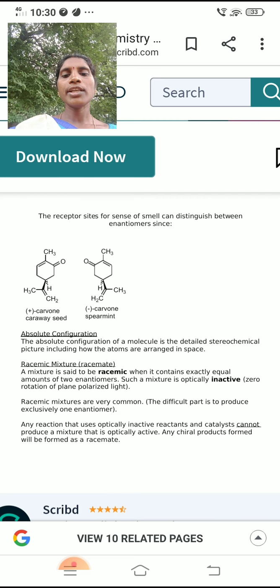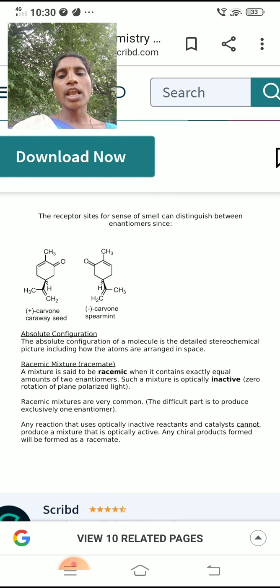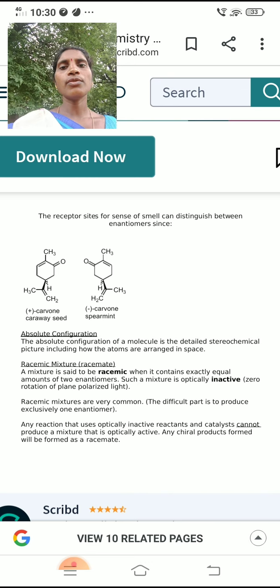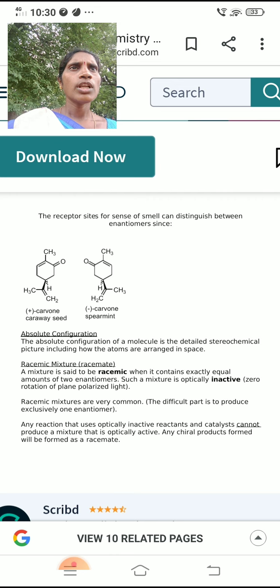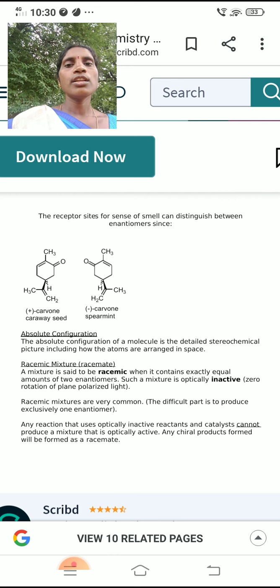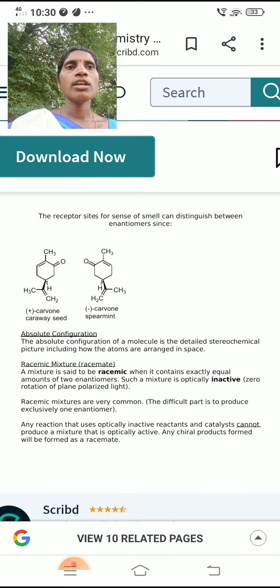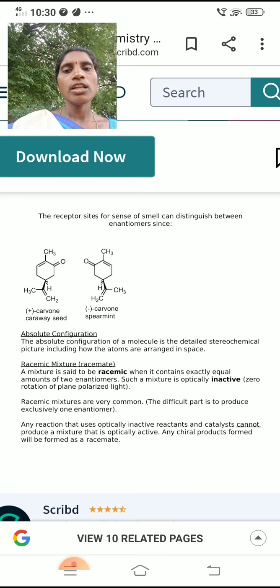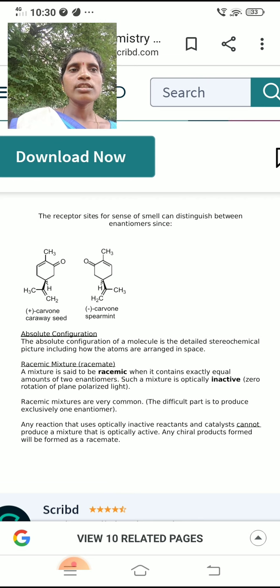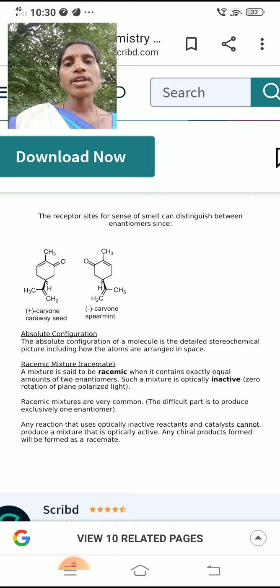Racemic mixtures are very common. The difficult part is to produce exclusively one enantiomer. The racemic mixture contains a 1:1 ratio of the two enantiomers, a dextrorotatory compound and a levorotatory compound. So 50% of the dextro compound plus 50% of the levo compound, such a mixture is called a racemic mixture. The process of formation of a racemic mixture is known as racemization.